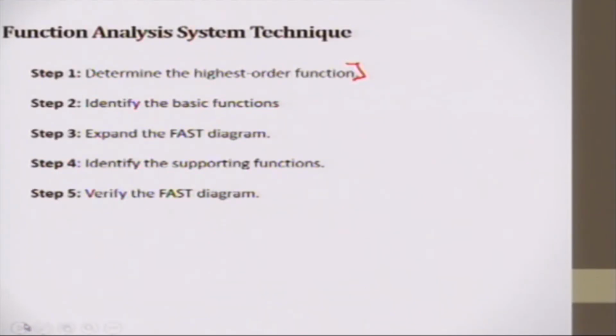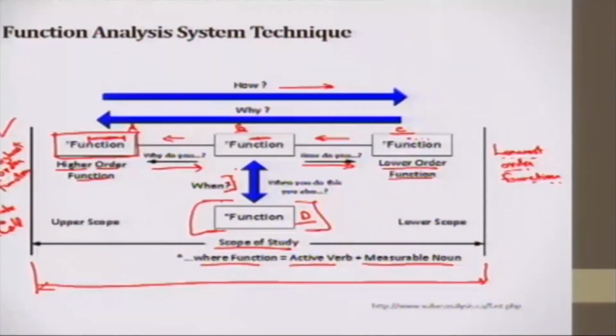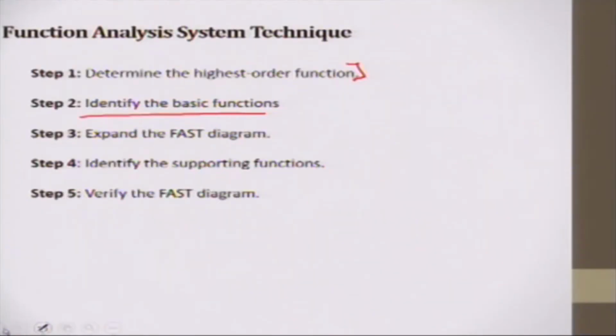Then we identify the basic functions. The basic functions are the functions for which the product is designed, that is, how does the product or process perform the highest order function. How would function A be accomplished? Function B is again one of the basic functions, but it might or might not be the primary function.